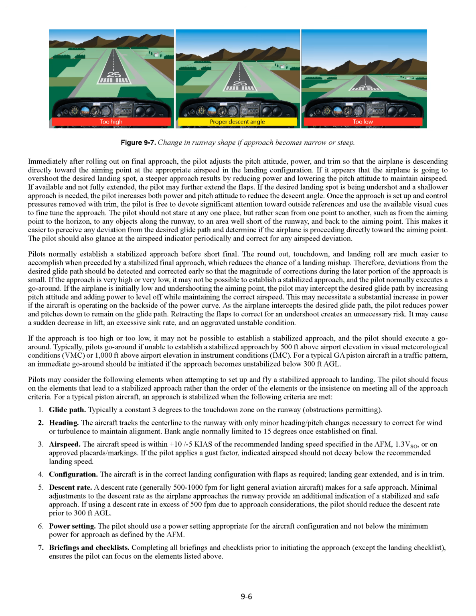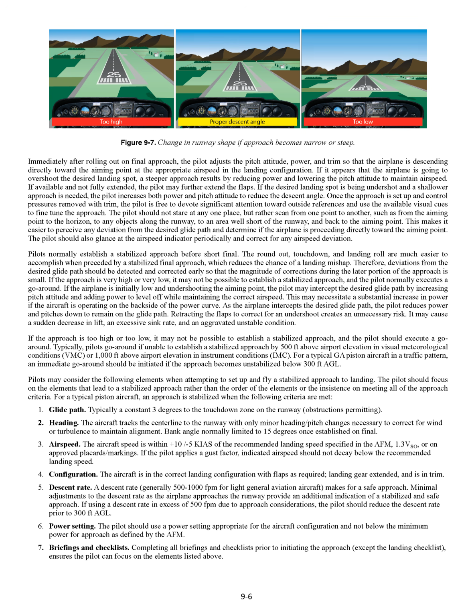If the airplane is initially low and undershooting the aiming point, the pilot may intercept the desired glide path by increasing pitch attitude and adding power to level off while maintaining the correct airspeed. This may necessitate a substantial increase in power if the aircraft is operating on the backside of the power curve. As the airplane intercepts the desired glide path, the pilot reduces power and pitches down to remain on the glide path. Retracting the flaps to correct for an undershoot creates an unnecessary risk. It may cause a sudden decrease in lift, an excessive sink rate, and an aggravated unstable condition.